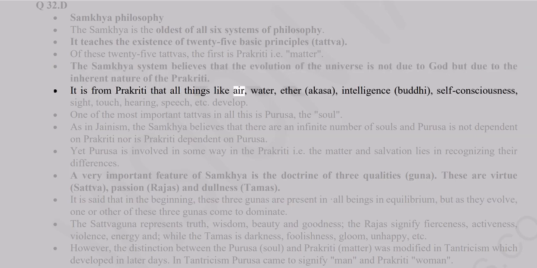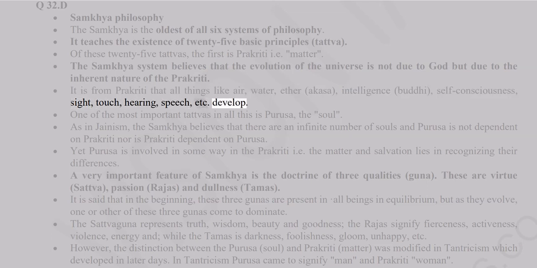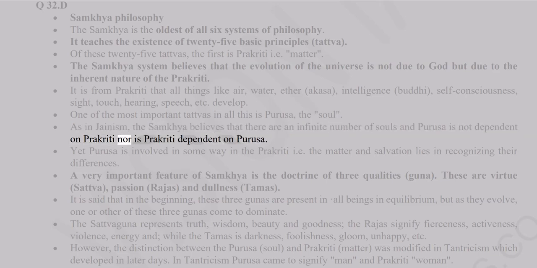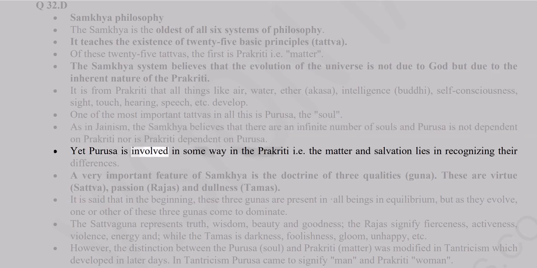It is from Prakriti that all things like air, water, ether, akasa, intelligence, buddhi, self-consciousness, sight, touch, hearing, speech, etc. develop. One of the most important tattvas in all this is Purusa, the soul. As in Jainism, the Samkhya believes that there are an infinite number of souls, and Purusa is not dependent on Prakriti nor is Prakriti dependent on Purusa. Yet Purusa is involved in some way in the Prakriti, i.e. the matter, and salvation lies in recognizing the differences.